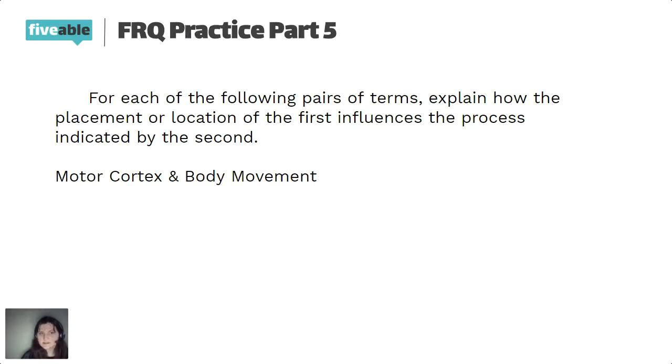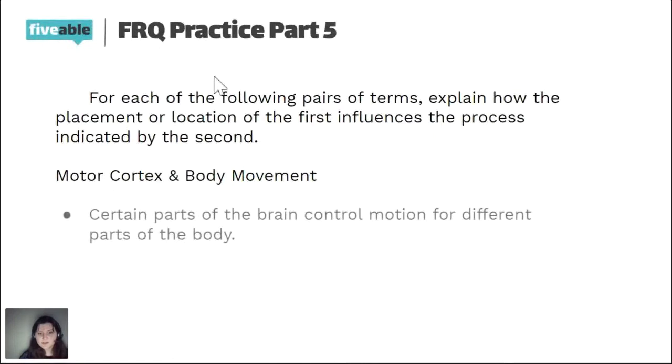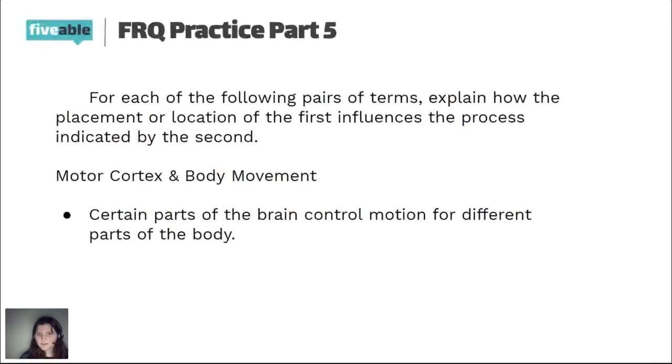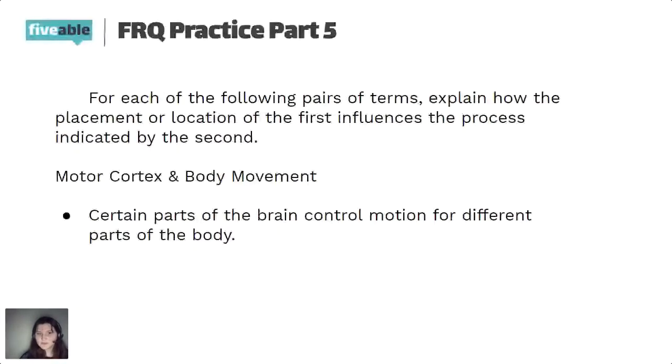The answer that is on the slideshow is "certain parts of the brain control motion for different parts of the body." This is an example of a poor answer. This answer is extremely vague. It doesn't use the terms. You always want to use the terms whenever you possibly can. This doesn't have motor cortex or body movement. It's just kind of a plain blah response.